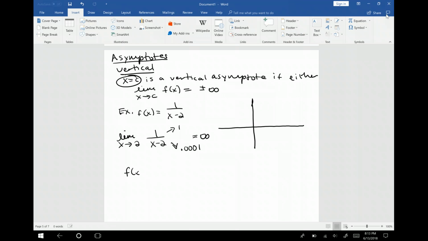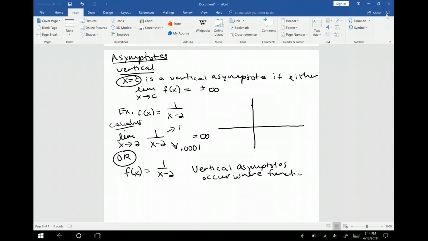In college algebra, we had this function and we said vertical asymptotes. It's kind of easier to do it the college algebra way. So this is the calculus way, and the college algebra way says vertical asymptotes occur where the function is undefined, where the denominator is equal to 0.